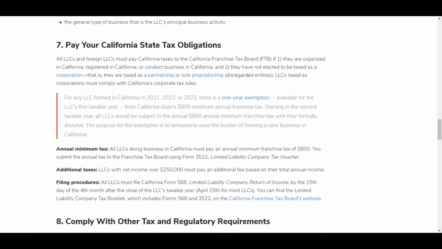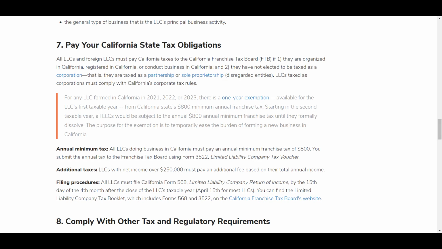The next step is paying your California state tax obligations. All LLCs and foreign LLCs must pay California taxes to the California Franchise Tax Board if 1. They are organized in California, registered in California, or conduct business in California, and 2. If they have not elected to be taxed as a corporation, that is, they are taxed as a partnership or sole proprietorship. LLCs taxed as corporations must comply with California's corporate tax rules.